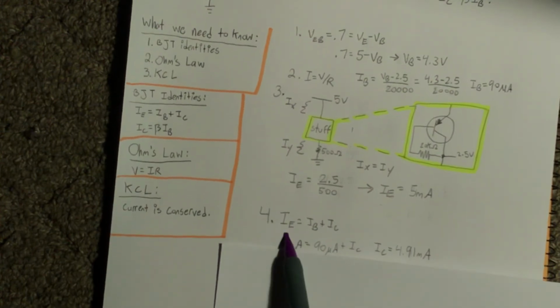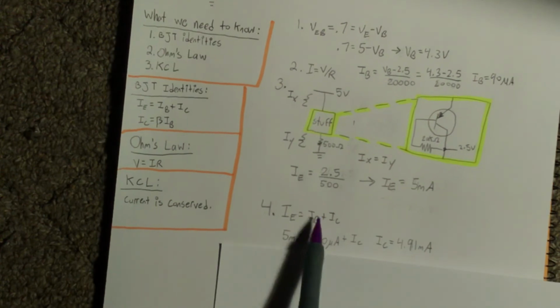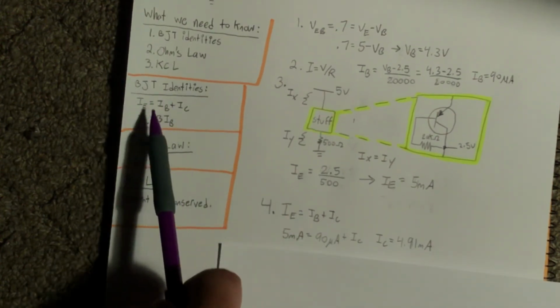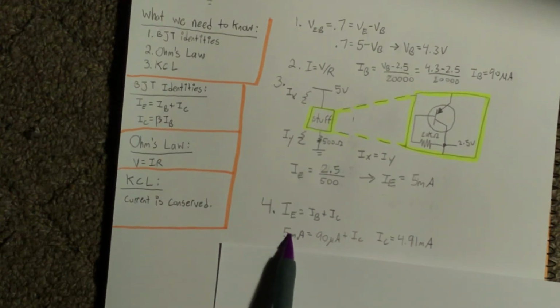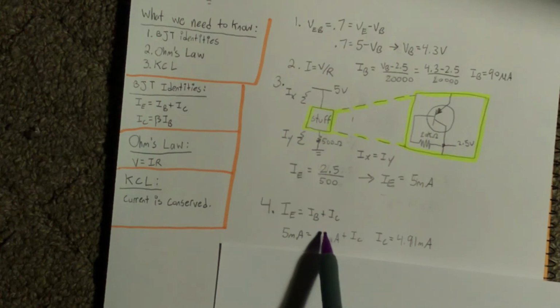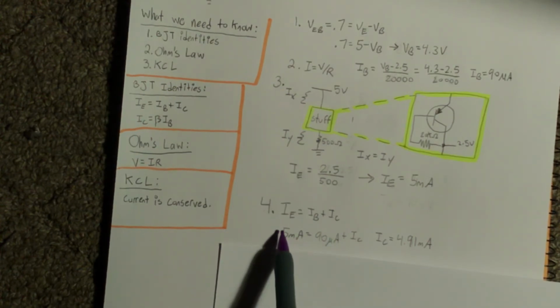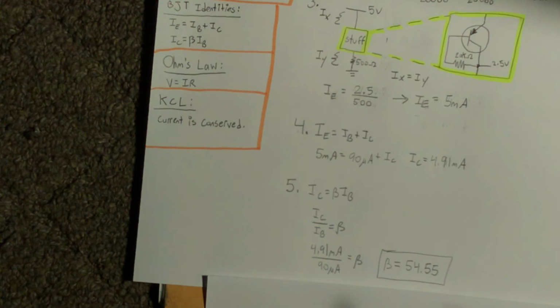Next. So we got IE, which is fantastic, and I think this is where most people will get stumped. So IE equals IB plus IC. This is a BJT identity. And 5 milliamps, IE equals 90 microamps IB plus IC. Subtract the 90 microamps from the 5 milliamps, and we get IC equals 4.91 milliamps. All right. It's pretty easy from here on out.